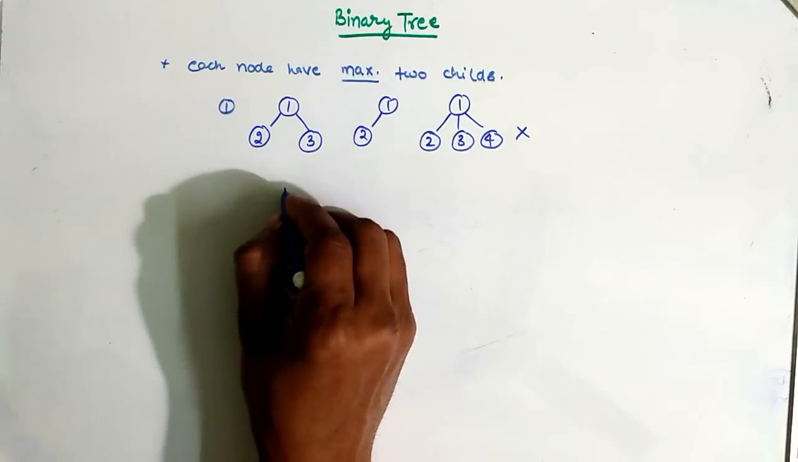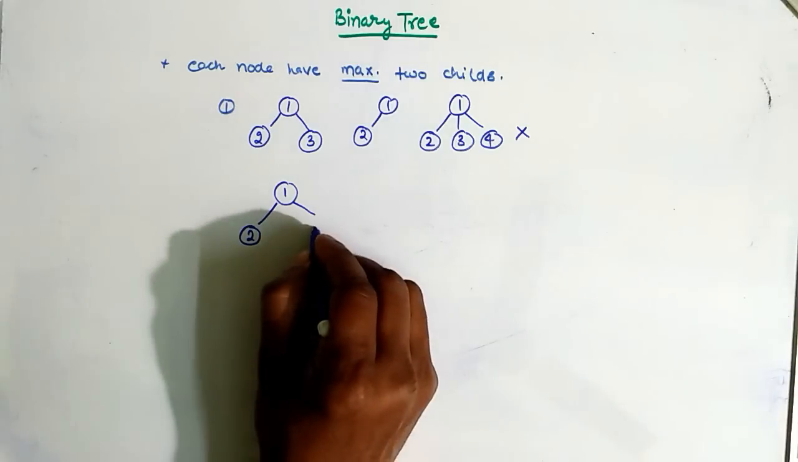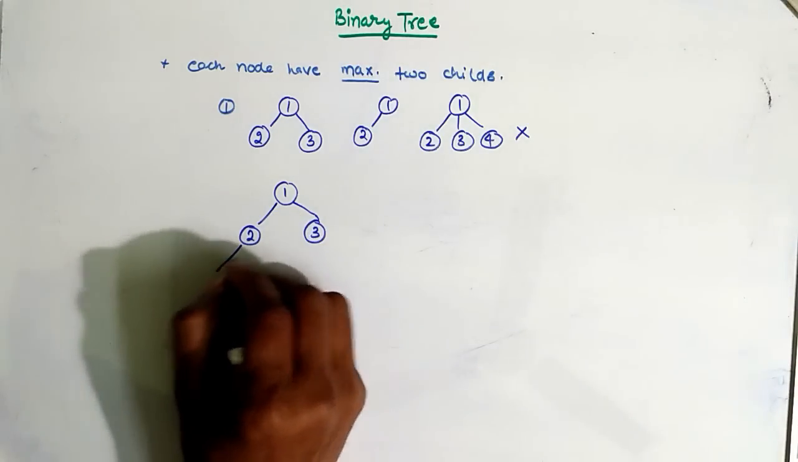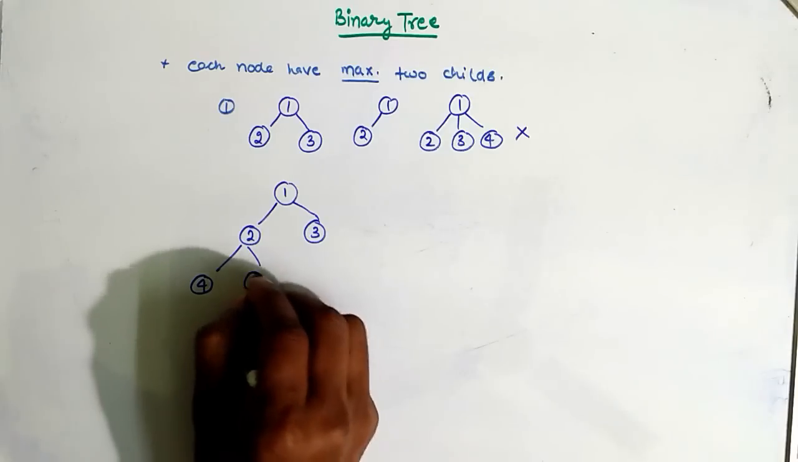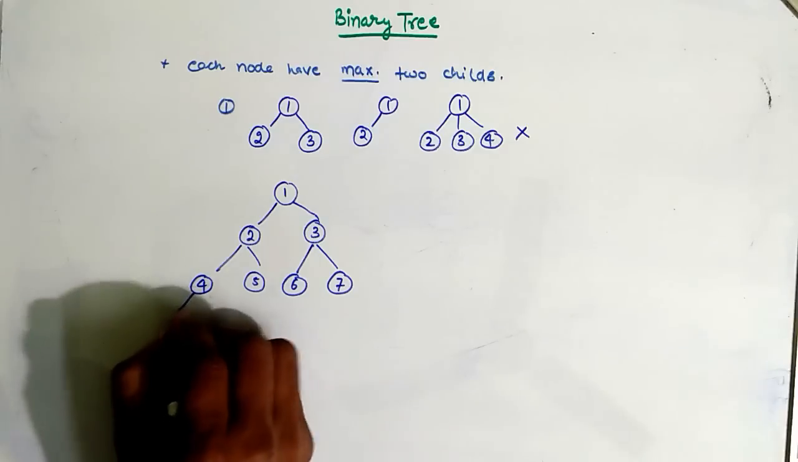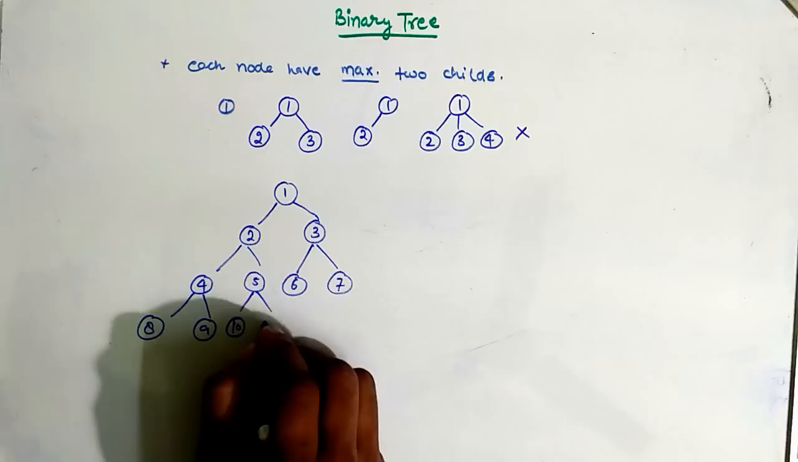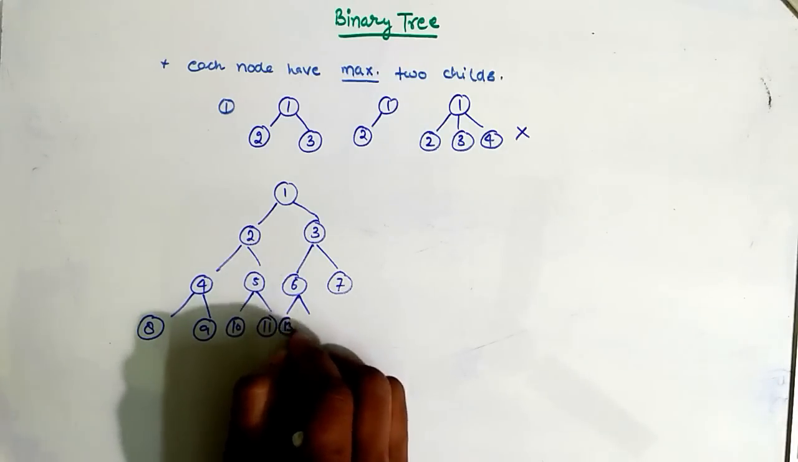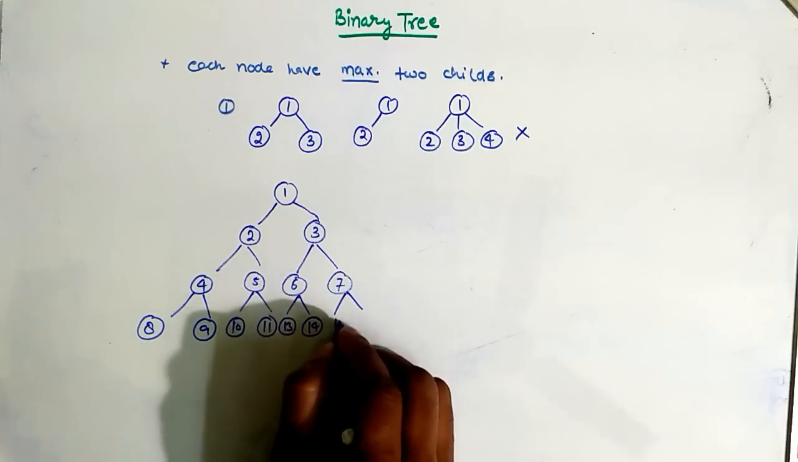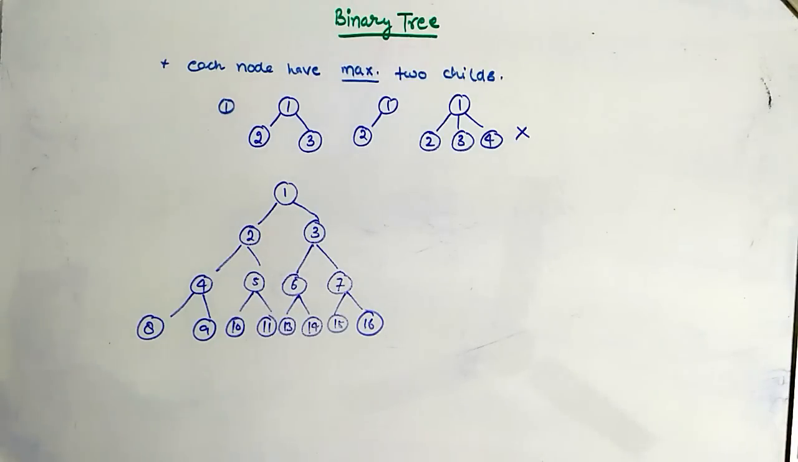Okay, so let's draw a simple binary tree. Suppose here 2 and 3, and here is 4 and 5, and here is 6 and 7, and then suppose this level have 8, 9, 10, 11, 13, 14, 15 and 16. Okay, suppose these are the nodes.